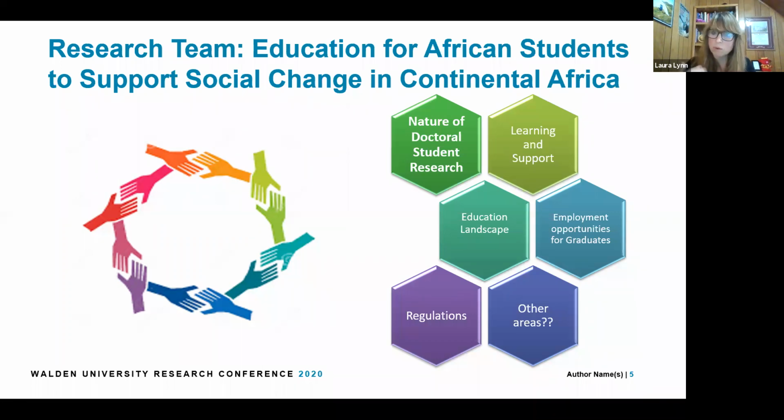And there were some really strong and consistent obstacles that I think can help us or any university where African national students are attending. But it takes us broader, because while we would love to inform Walden and other similar institutions, we also want to know about the education landscape and the employment opportunities for graduates, and we're reaching out, and that's why we're open to more collaborators. We started working with another Walden faculty member, starting conversations to look at the education landscape and employment opportunities.